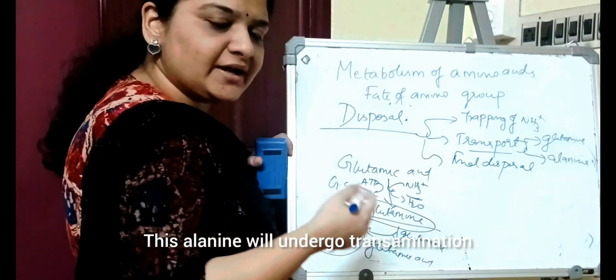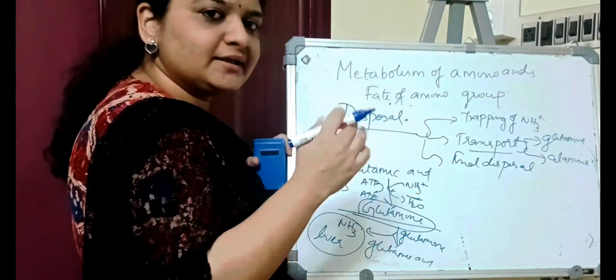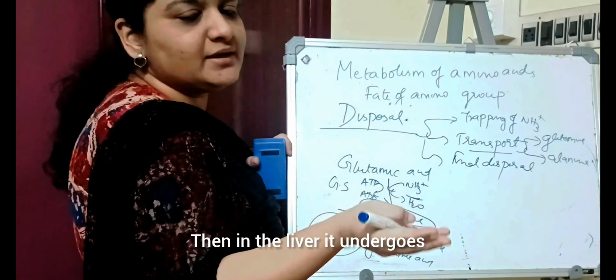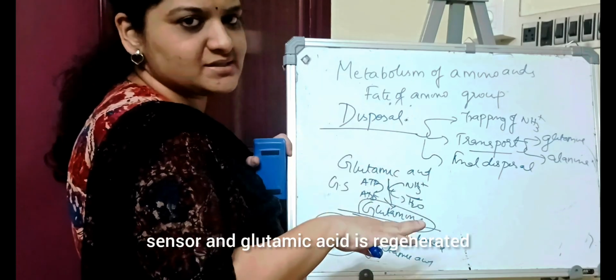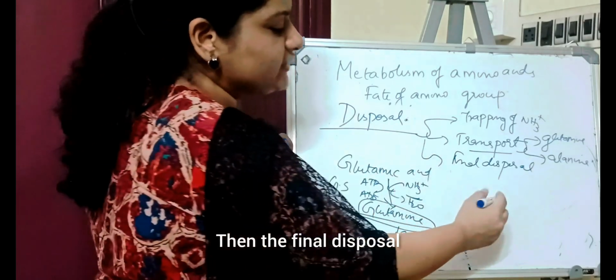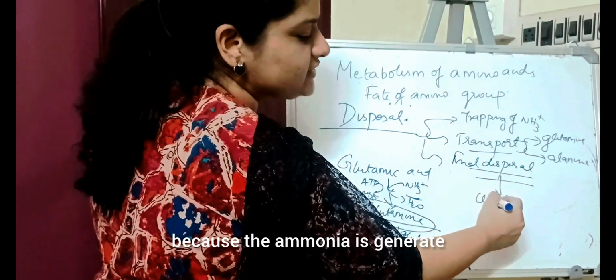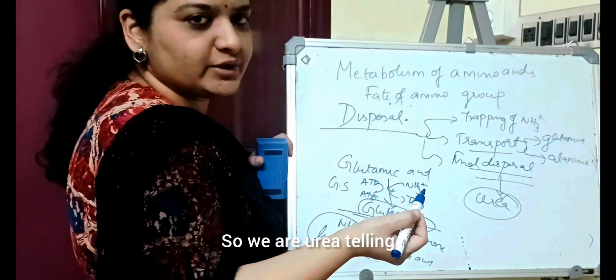This alanine will undergo transamination. Transamination forms glutamic acid. Then the glutamic acid will trap the ammonia as glutamine. Then in the liver, it is acted upon by the glutaminase enzyme and glutamic acid is regenerated. Then the final disposal. In human beings, ammonia is disposed of as urea. So we are ureotelic.